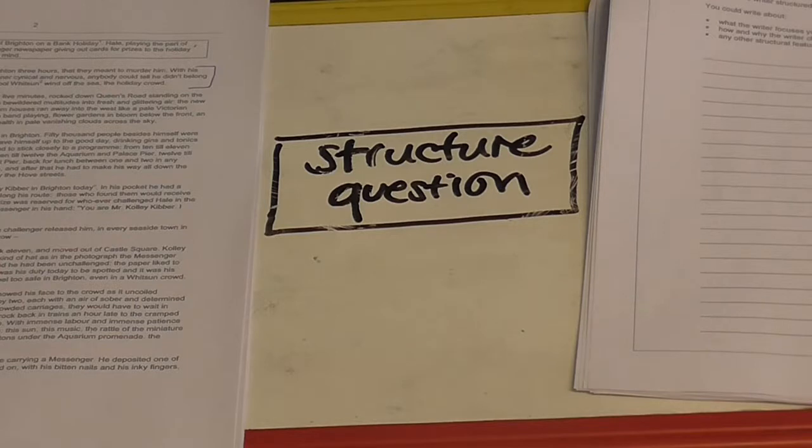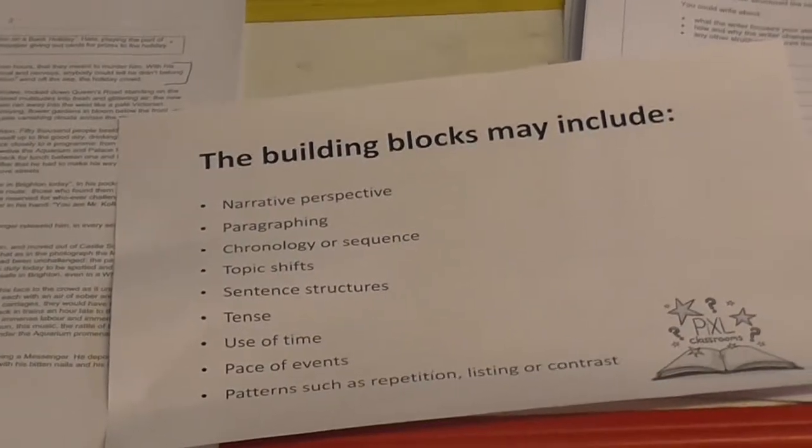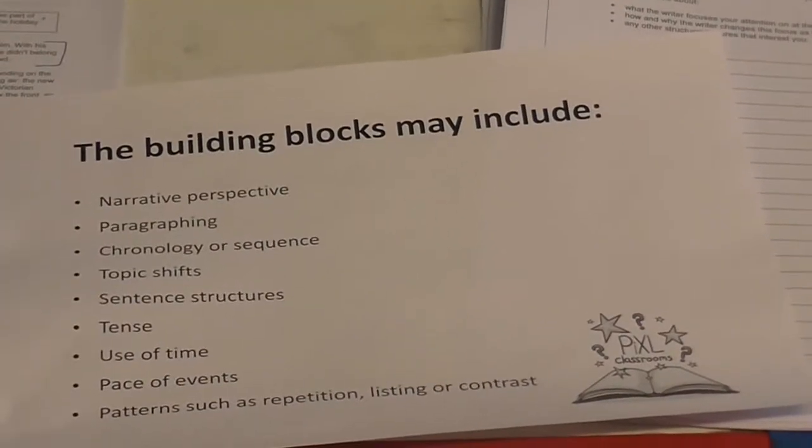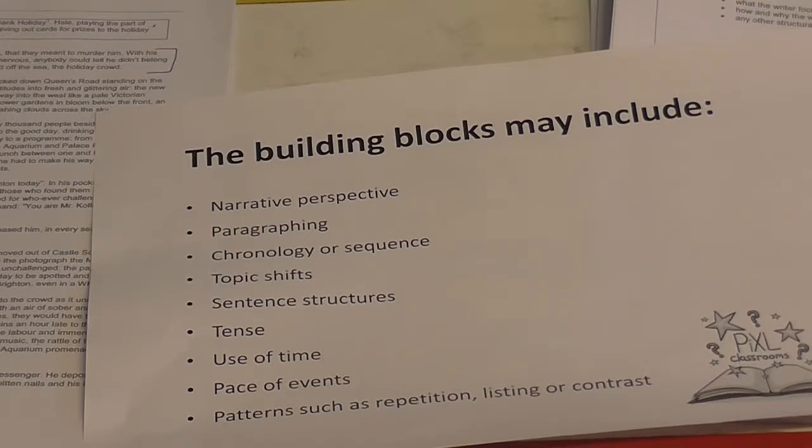You might wonder what we mean by structure. There are many things that you can refer to which would come under the structure umbrella. These are some examples. So for example, you might be looking at the narrative perspective, the paragraphing, the chronology or sequence of events, topic shifts, so a change in subject, sentence structures, tense, so has it started in the past and then continues in the past, or does it change to the future or the present, use of time, the pace of events, and patterns such as repetition, listing, or contrast.